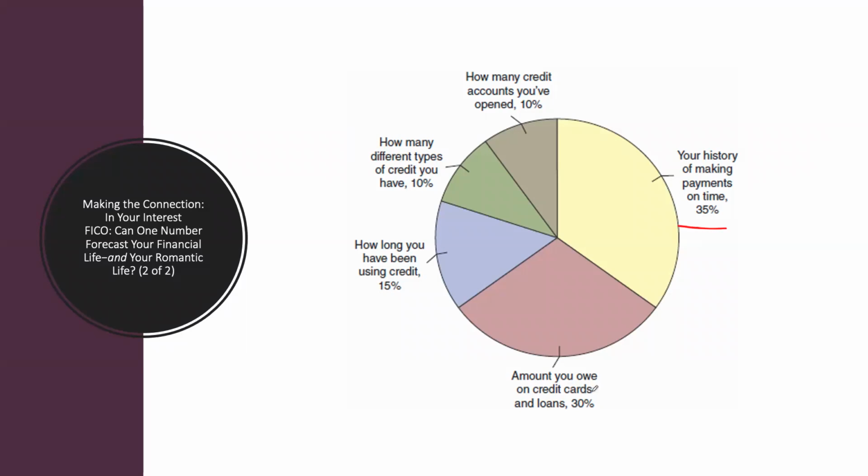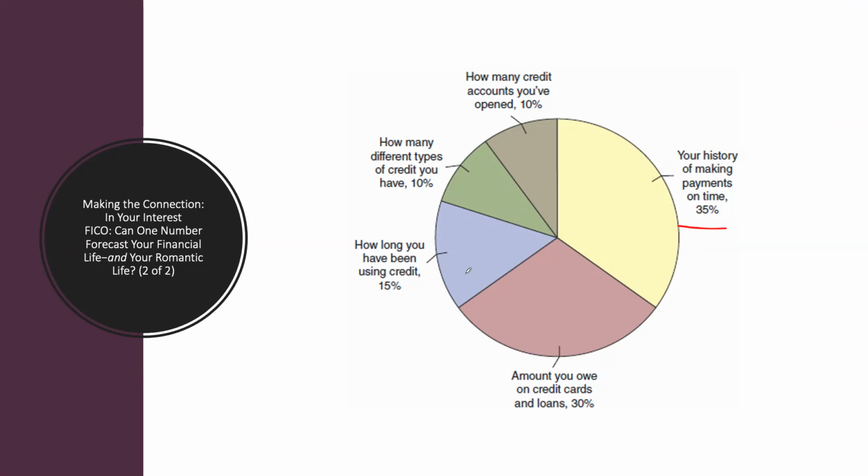The 30% is how much credit you're using, right? Amount of credit card debt relative to the available credit limits. So if you're maxing out your credit cards every single month, that gives an indication to the bank that you use a lot of credit, which means your income might not be as high to compensate for your consumption, and that might be a problem.